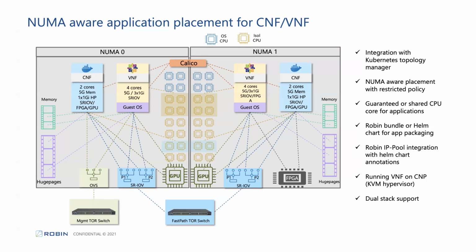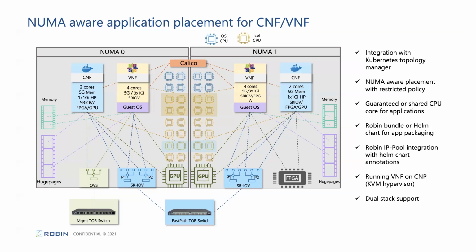Also, we have integrated Robin IP pools that I've talked about earlier into Helm chart, so that you would be able to specify those IP pools in Helm chart annotations, so that you don't have to define any static entries of PCI address or huge pages into the Helm chart. It would be automatically taken care of as part of the IP pool.